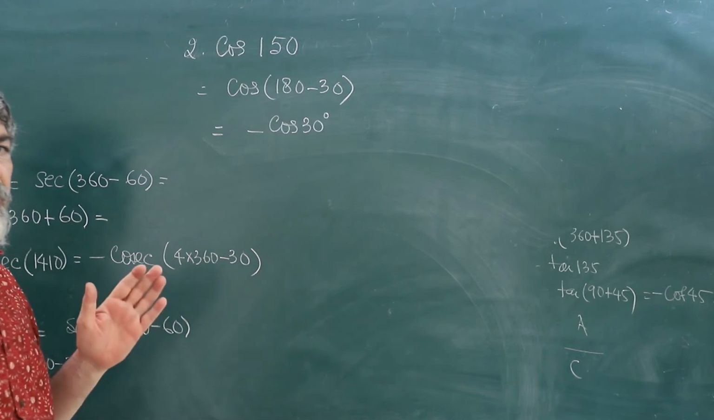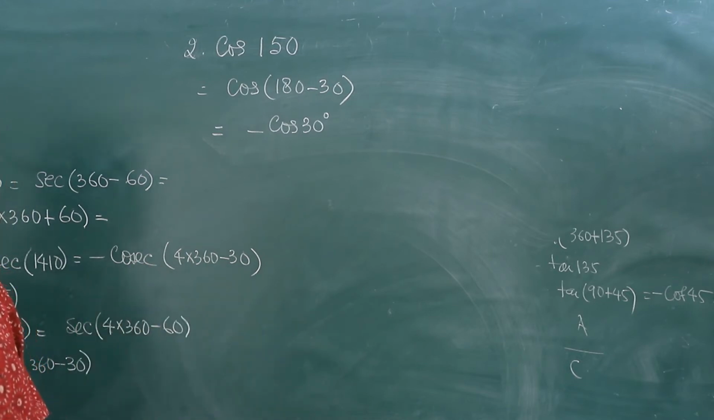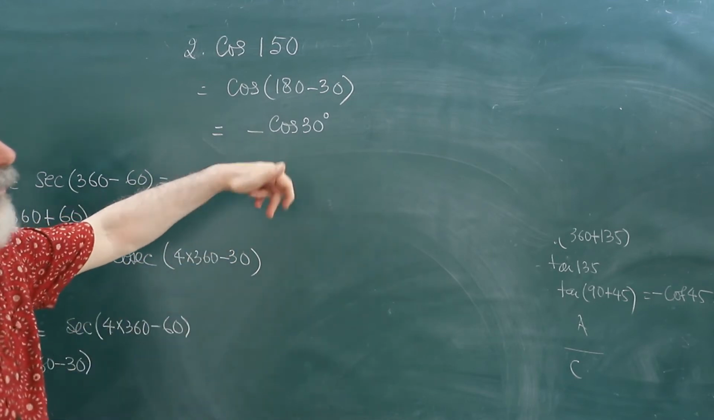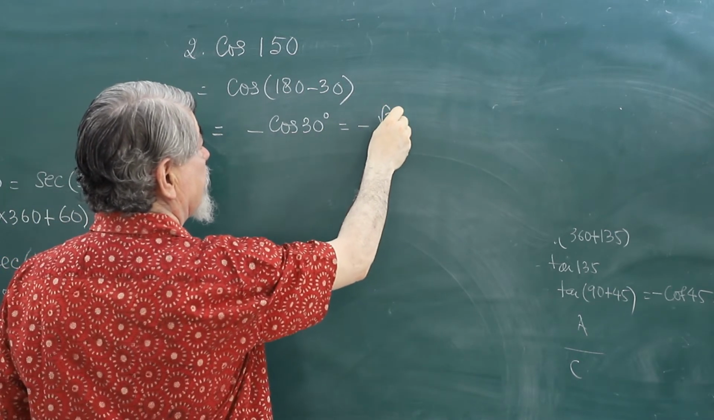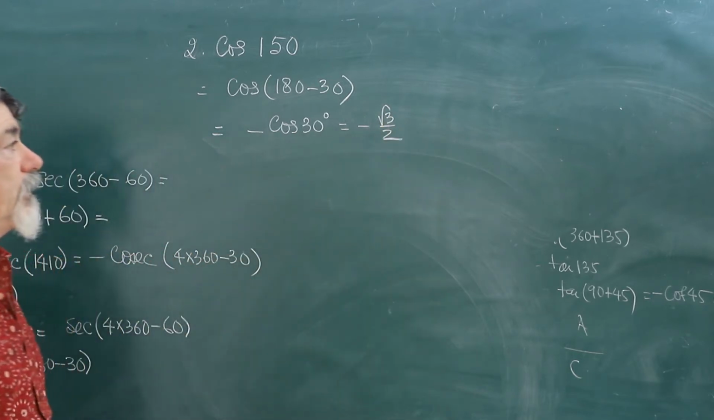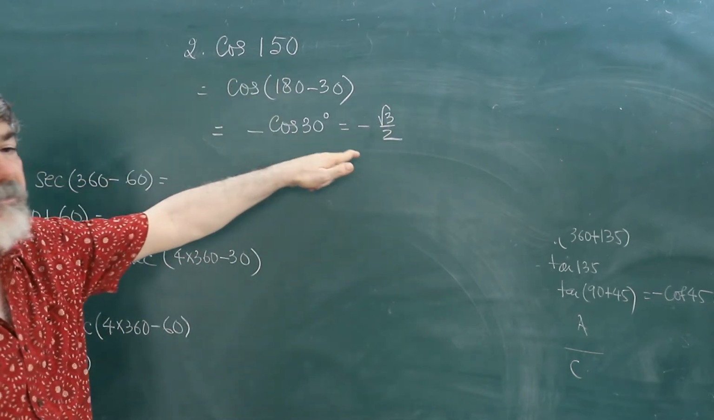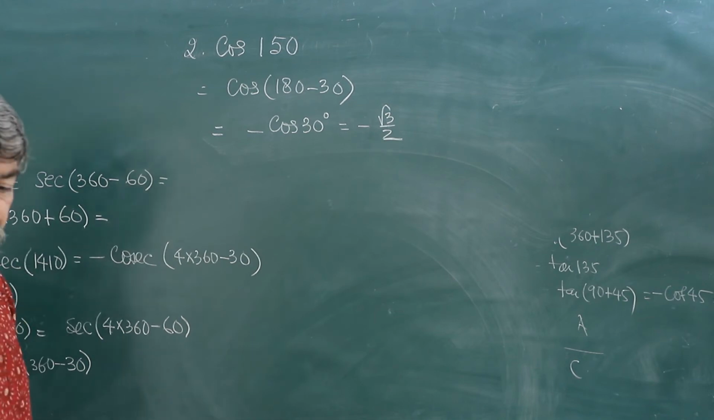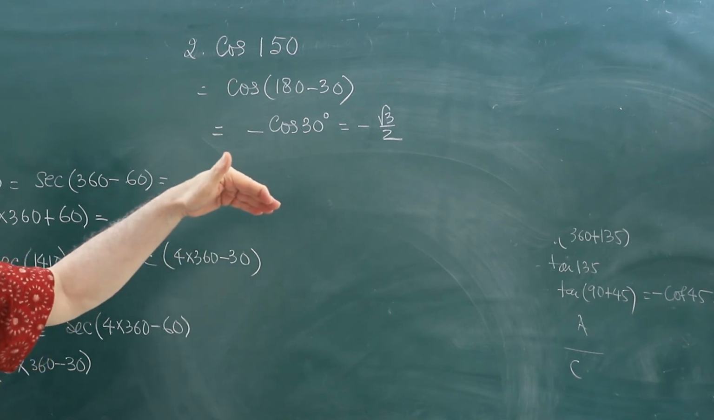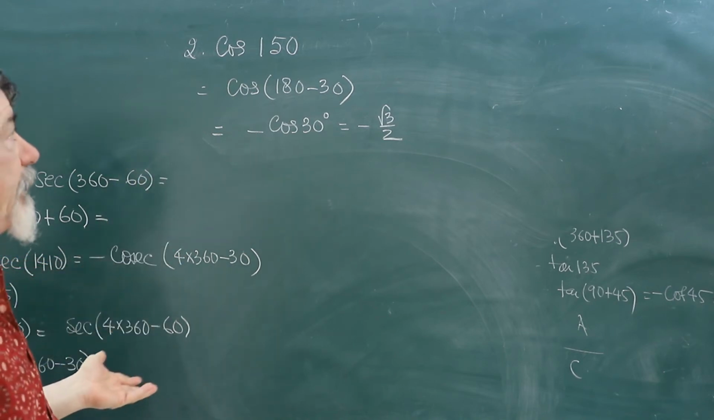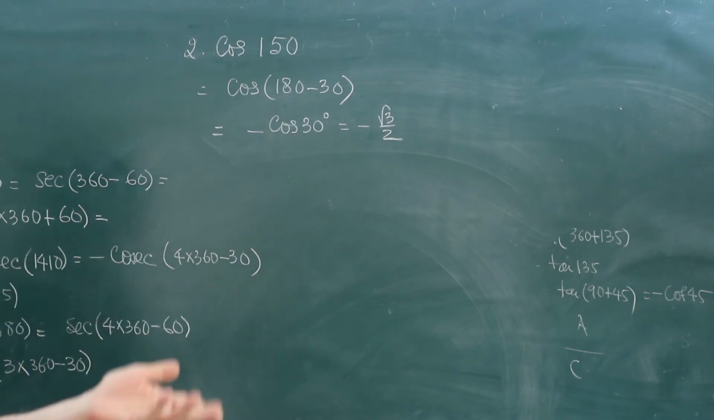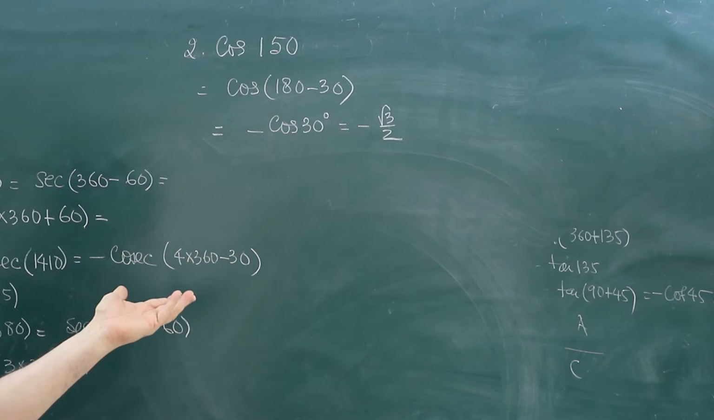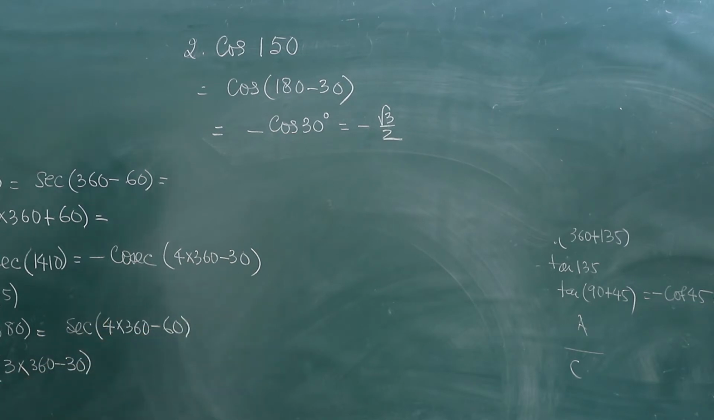In the second quadrant, only sine and cosec are positive, the rest are negative. What is the value of cos 30? Cos 30 is root 3 upon 2. So the value of this cos 150 is minus root 3 upon 2. I could have done 90 plus 60 also. As I told you, it will again fall into second, and of course cos will change into sine 60, minus sine 60, and again the value will be root 3 upon 2 only.